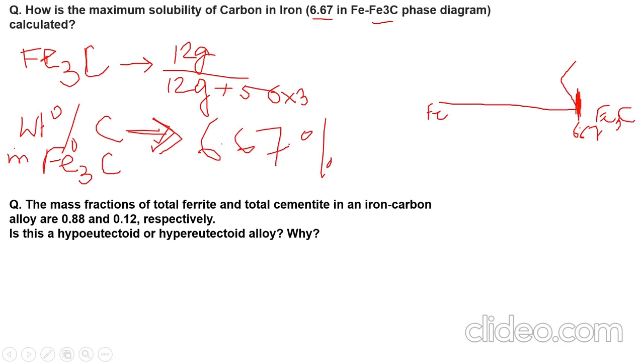Is it a hypereutectoid alloy? It is hypereutectoid, but how have you calculated it? Have you decided that it is hypereutectoid because cementite only exists in hypereutectoid alloy, not in hypo?